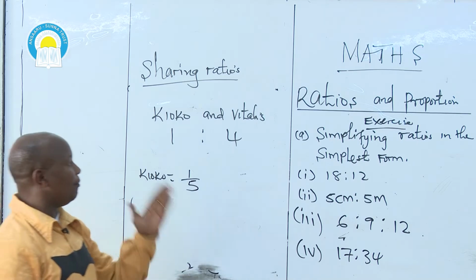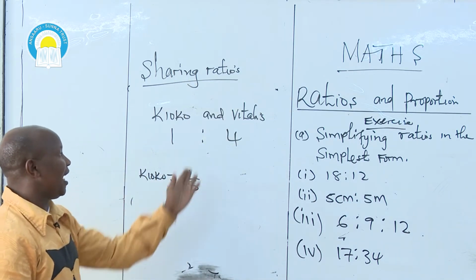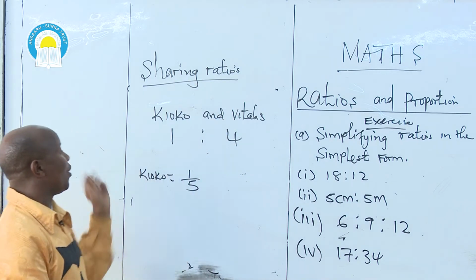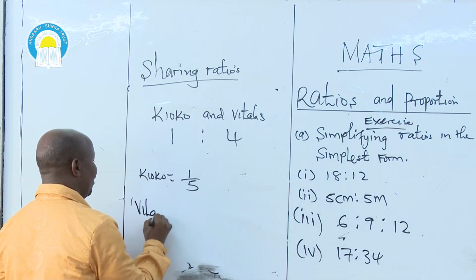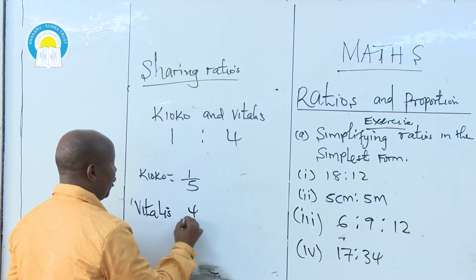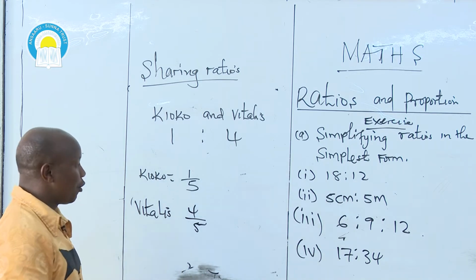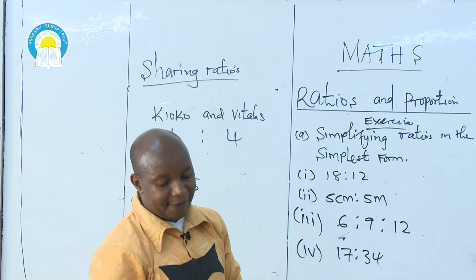What fraction of money will Vitalis get? Vitalis, because he's getting 4, it will be 4 now over the total, which means now Vitalis is getting 4 over the total, which is 4 over 5. That's how you convert as a fraction.